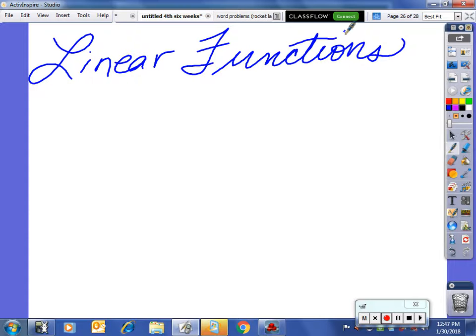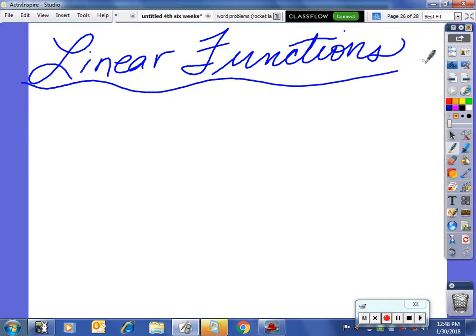Linear functions. We're going to do a whole bunch of real quick review because I found out today in first and second period, not so much third, that they remembered a whole bunch of stuff about linear functions. Miss Wynn did a great job of teaching all about linear functions.